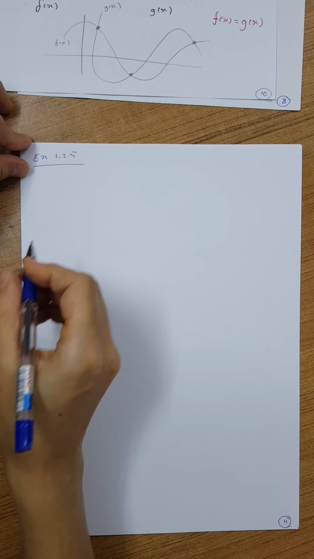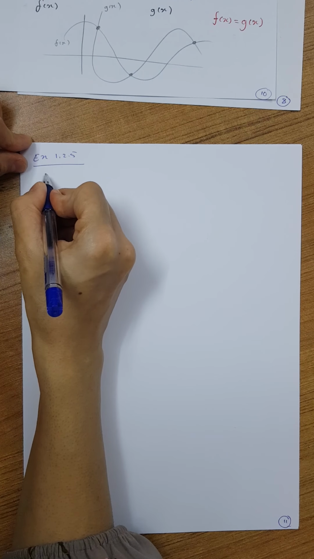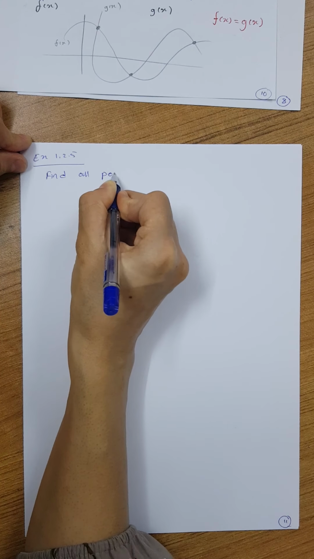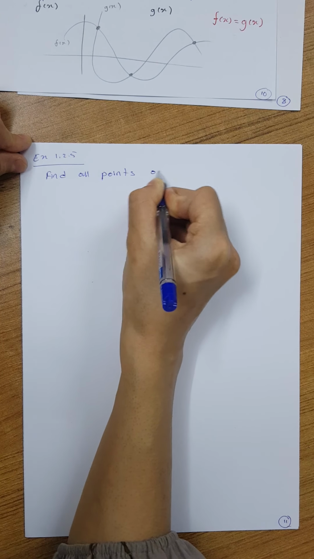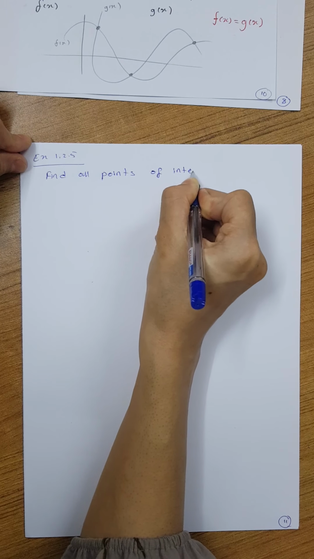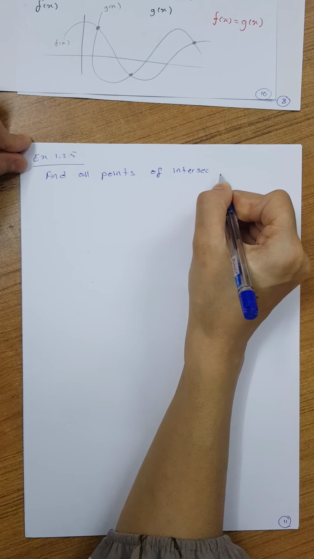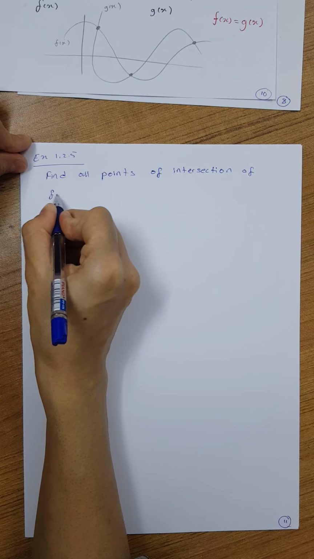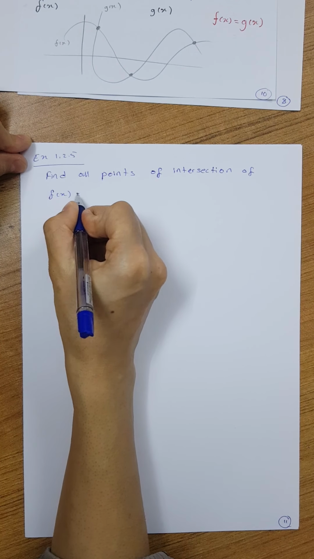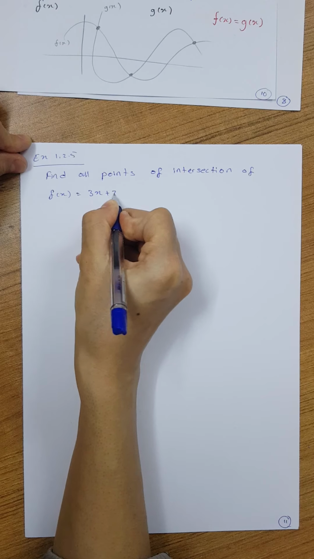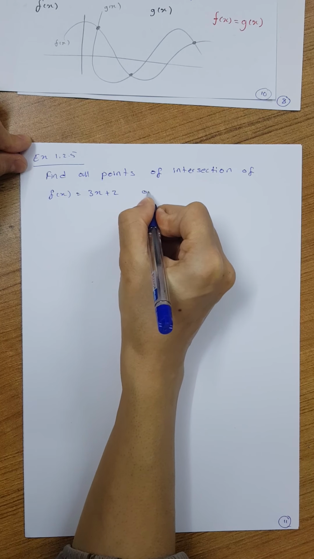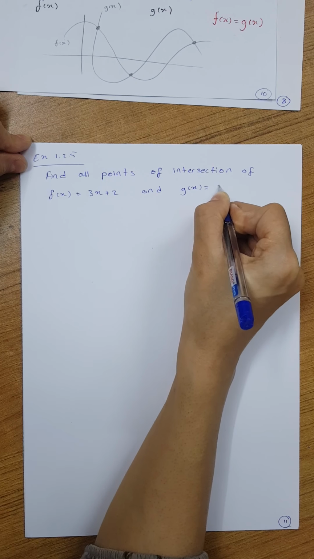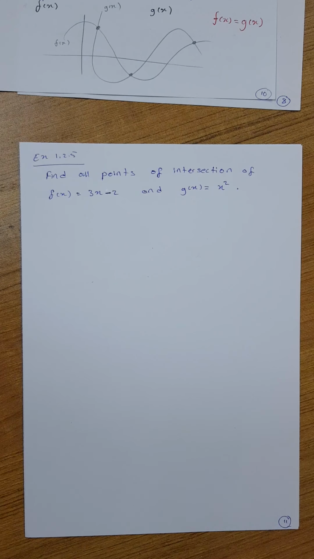The first example that we have got about intersections of graphs of functions is example 1.2.5. It says find all points of intersection of the graphs of f of x that's equal to 3x plus 2, and g of x is equal to x squared.